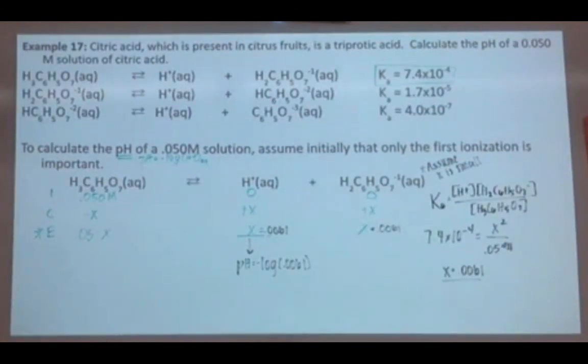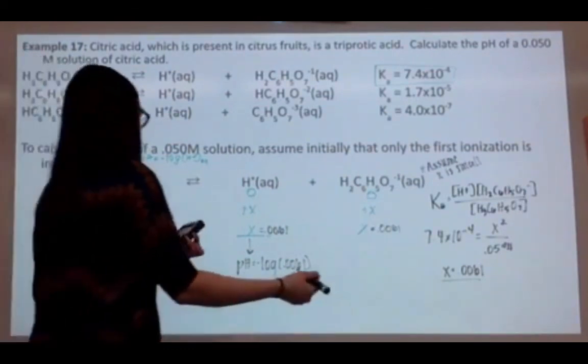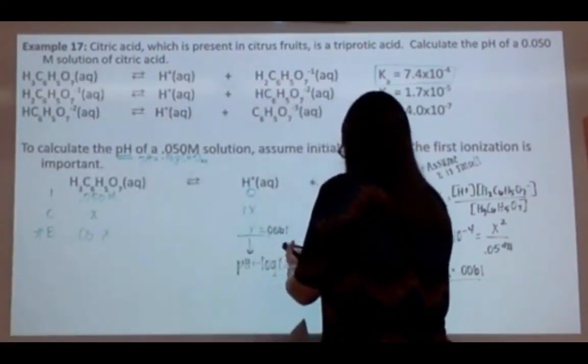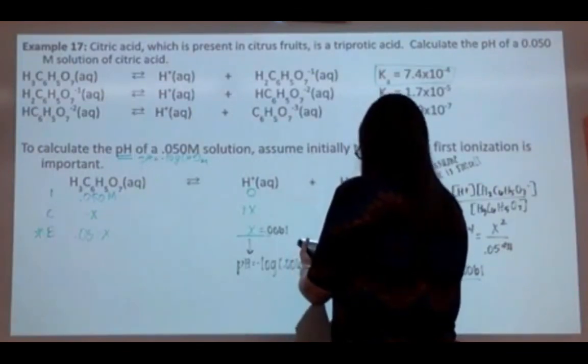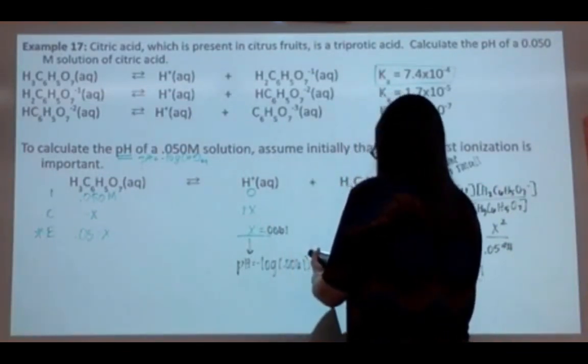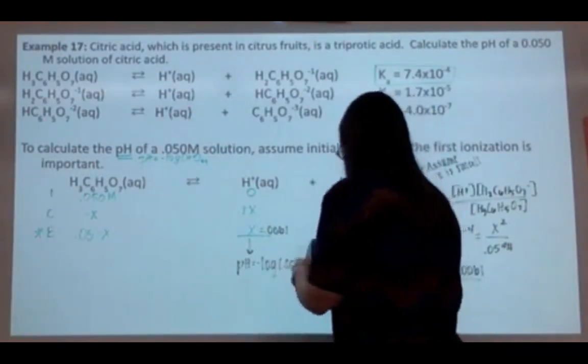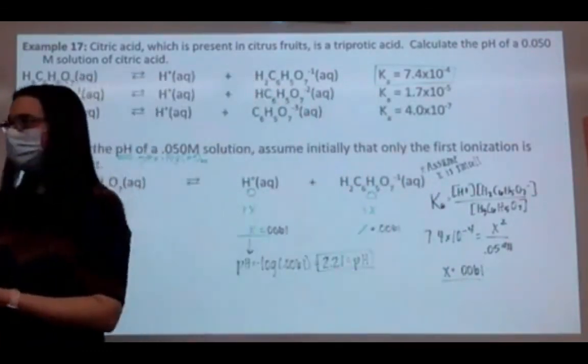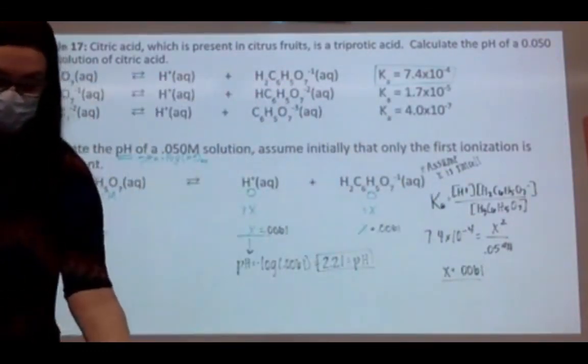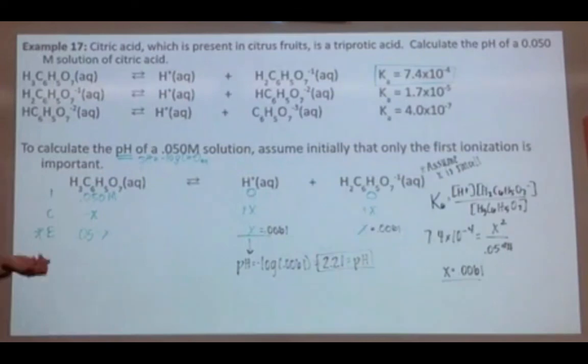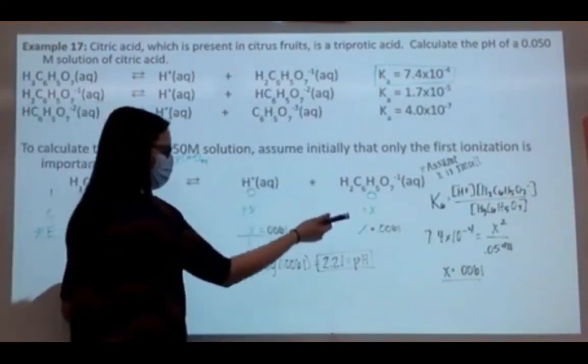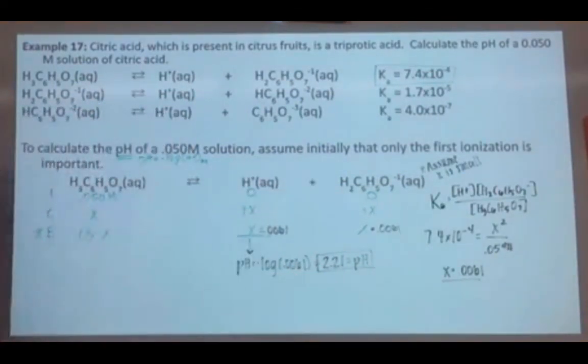So negative log 0.0061, and the pH is 2.21. Now, I'm going to just look at that. Citric acid is a weak acid. We were focusing on Ka values, so it makes sense that we have a pH of 2.21.